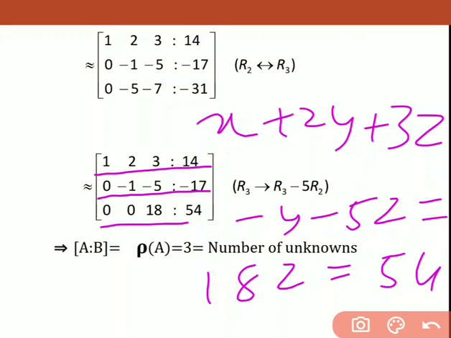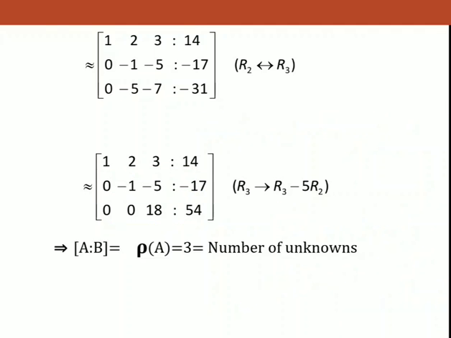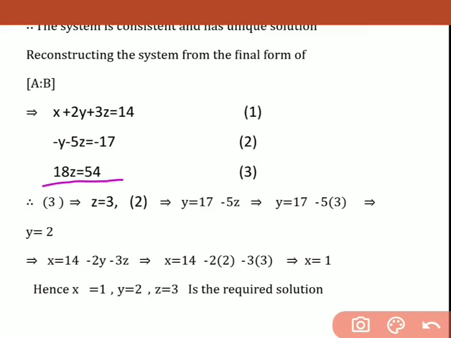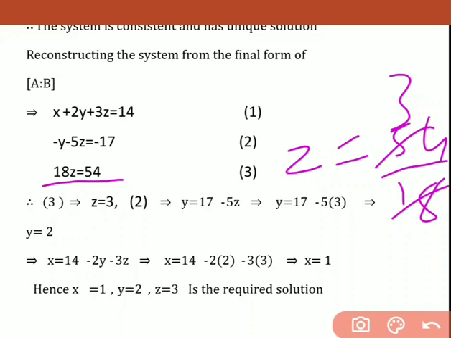This we can see in the next slide. So like this we will get 3 equations. That is, we got these 3 equations. So from these 3 equations what can we say? From the third equation, this implies z is equal to 54 divided by 18, which gives 3. Z is equal to 3 we will get here.